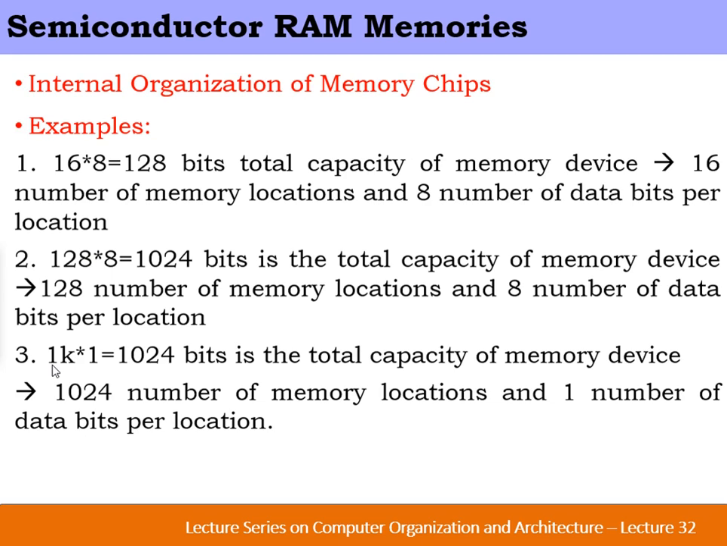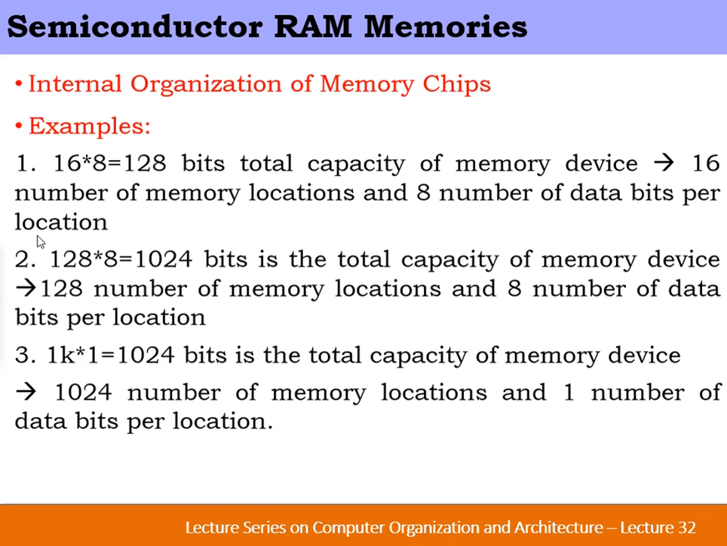If you consider the third example, I have 1k into 1. Here 1k means 1024, so 1k into 1 means 1024 bits will be the total capacity of the memory device. Among that we have 1024 memory locations, wherein in every location I can access only 1 bit. So that is the storage capacity or access, which will be 1 bit. The first part is the number of memory locations. The second part is the total number of data bits that is stored in every location.